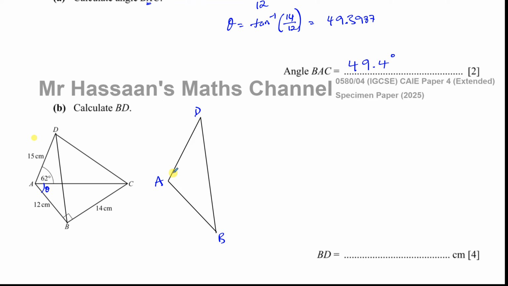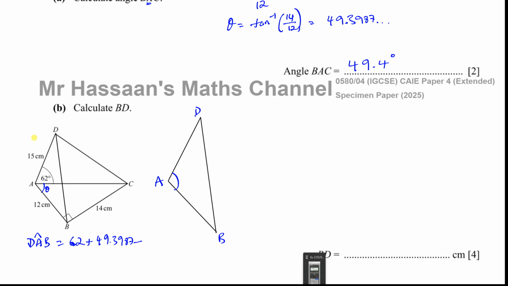Now the angle BAD, or DAB, is going to be 62 plus theta. Theta is this angle. I'm going to write it to a higher degree of accuracy than required in the answer, because whenever you are using values from a previous part of the question in the next part, always use the more accurate version. That's why I've written this in its unrounded form and then rounded it for my final answer. So this angle is going to be 62 plus 49.3987.